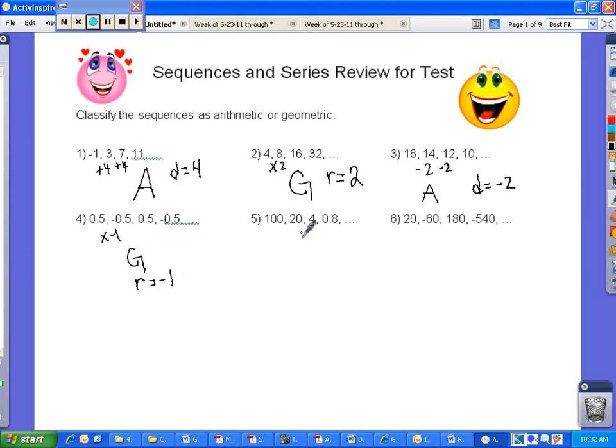Then for the next one, you're dividing by 5. So when you're dividing by 5, that is geometric, but your common ratio is actually going to be the fraction 1/5, that you're multiplying by 1/5, which is the same as dividing by 5. And the last one, you are multiplying by -3 each time. So again, geometric with a common ratio equal to -3.